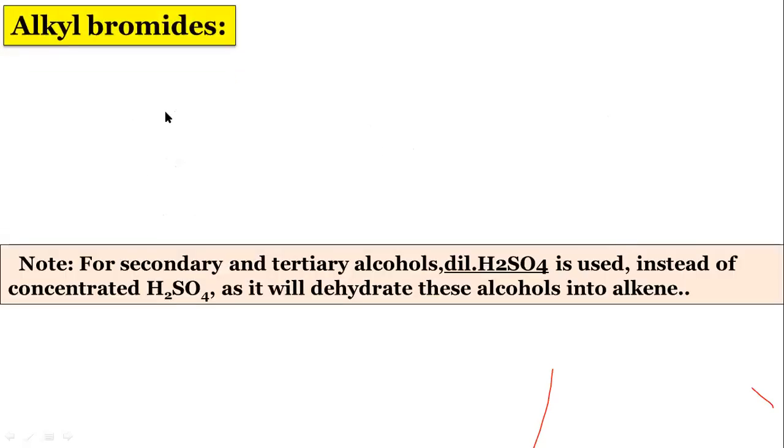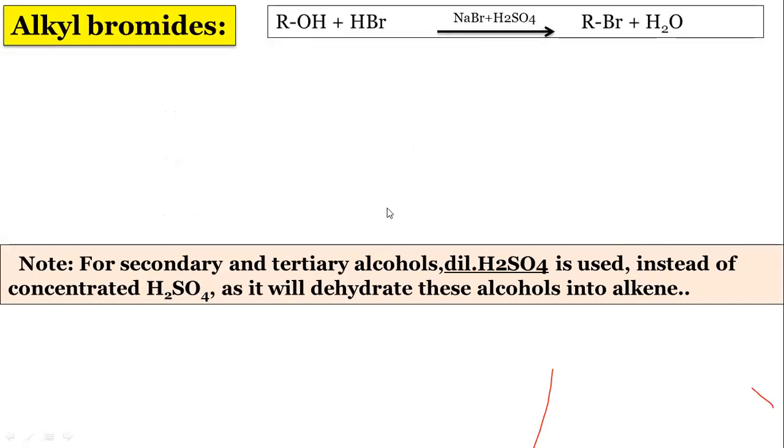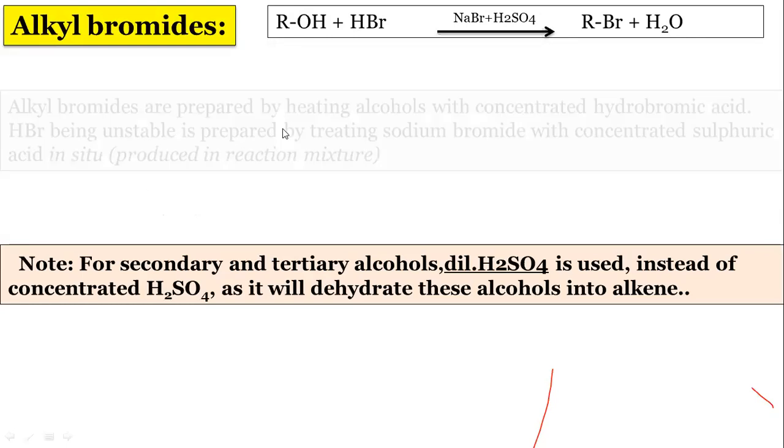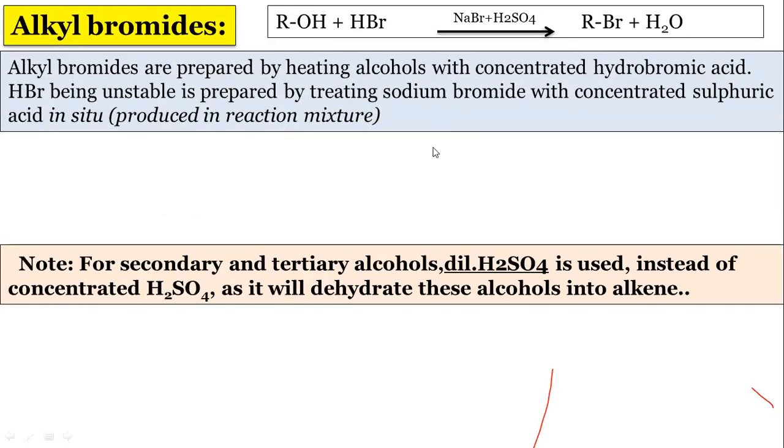Then alkyl bromides. In the previous reactions, we already prepared alkyl chlorides by using alcohols. In this reaction, we are going to prepare bromides. Alkyl bromides are prepared in presence of NaBr and H2SO4. I will explain what this NaBr and H2SO4 is and why it is required. Like HCl, we can't prepare HBr because it is unstable. It is prepared in situ. In situ means in the reaction mixture at the time of reaction, and then it reacts.